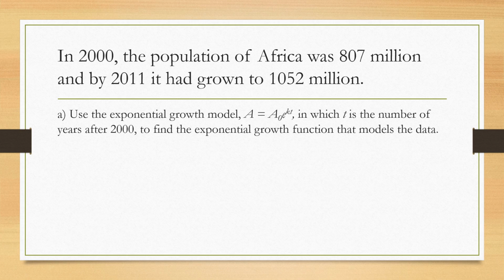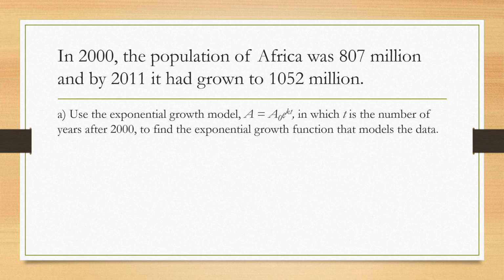Our first model says that in 2000, the population of Africa was 807 million, and by 2011 it had grown to 1,052 million. So we're going to use that growth model, A equals A sub 0 e raised to the kt, in which t is the number of years after 2000. And we want to find the exponential growth function that models that. So what we're really looking for, we have a beginning and an end, and we have the amount of time. What we're looking for is the k.